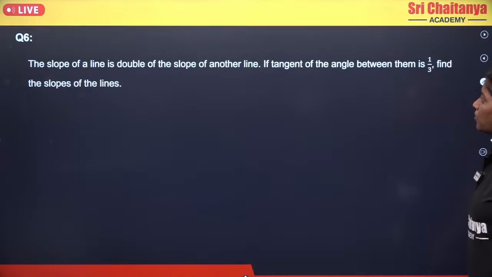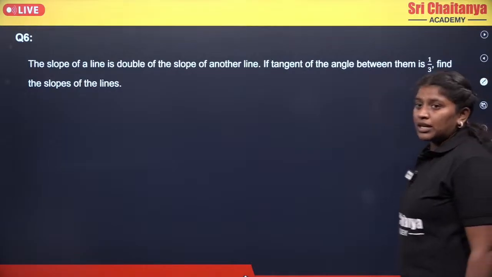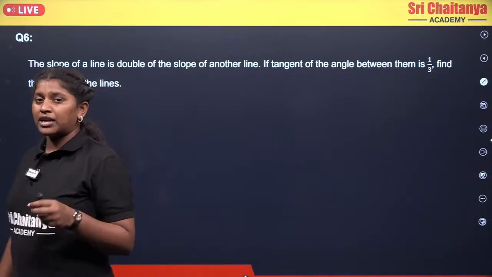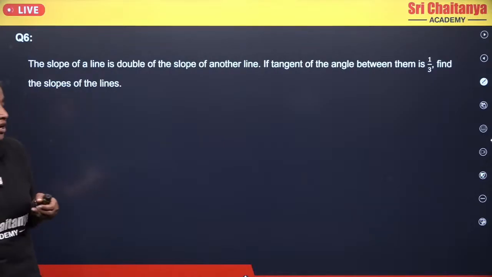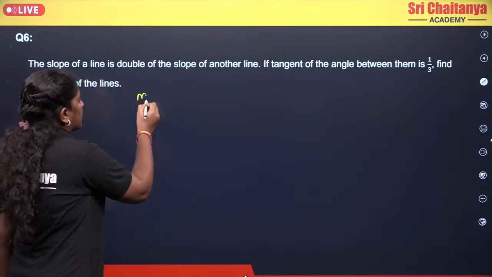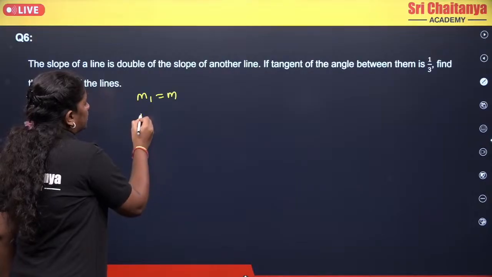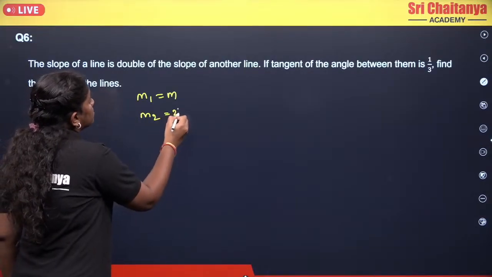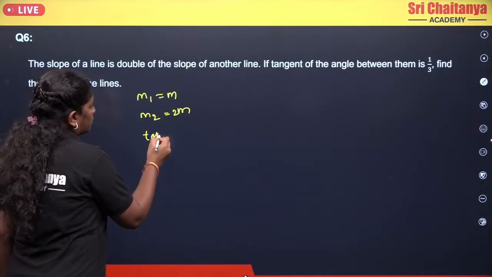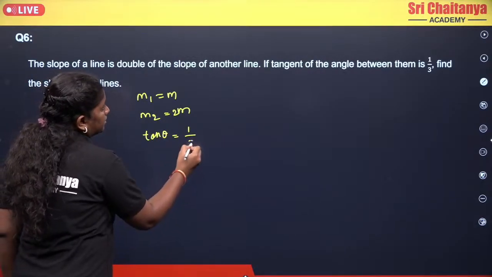Okay. Now moving to the next: the slope of a line is double the slope of another line. If the tangent of the angle between them is 1/3, then find the slopes of the lines. So they gave the relation between the slopes of the two lines and the angle between them, and they are asking us to find the slopes. Just consider m1 equals m, then your m2 will be 2m, because double, right? Now they gave the tangent, so tan theta is 1/3.